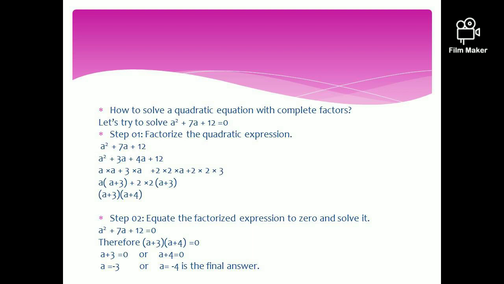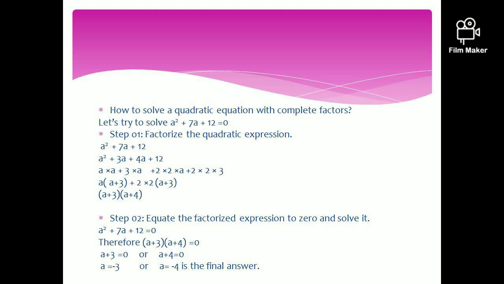Then we know that if two factors multiplied equal 0, either one of the factors should be 0. For example, if you get (a plus 3) into (a plus 4) equals 0, you can write a plus 3 equals 0 or a plus 4 equals 0. Then from the equation a plus 3 equals 0, you can write a equals minus 3, or from a plus 4 equals 0, you can write a equals minus 4. That would be the final answer for the solutions of the quadratic equation a squared plus 7a plus 12 equals 0. Hope you can understand.